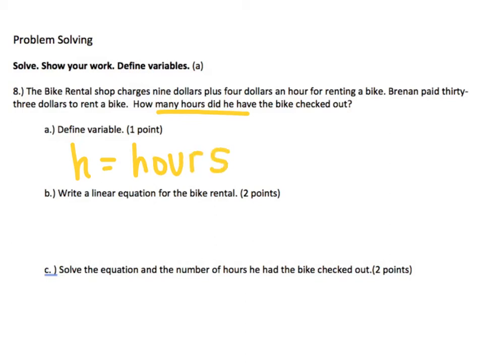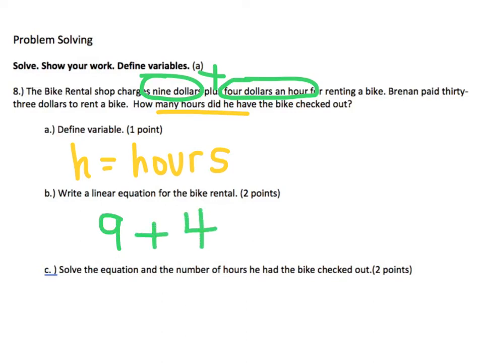Now we're going to write our linear equation. So back to the question, it says the bike rental shop charges $9 plus $4 an hour for renting a bike. So that would look like this, 9 plus $4 per hour to rent the bike. Brennan paid $33 to rent the bike. So there is our two-step equation. I just pulled it from the word problem.